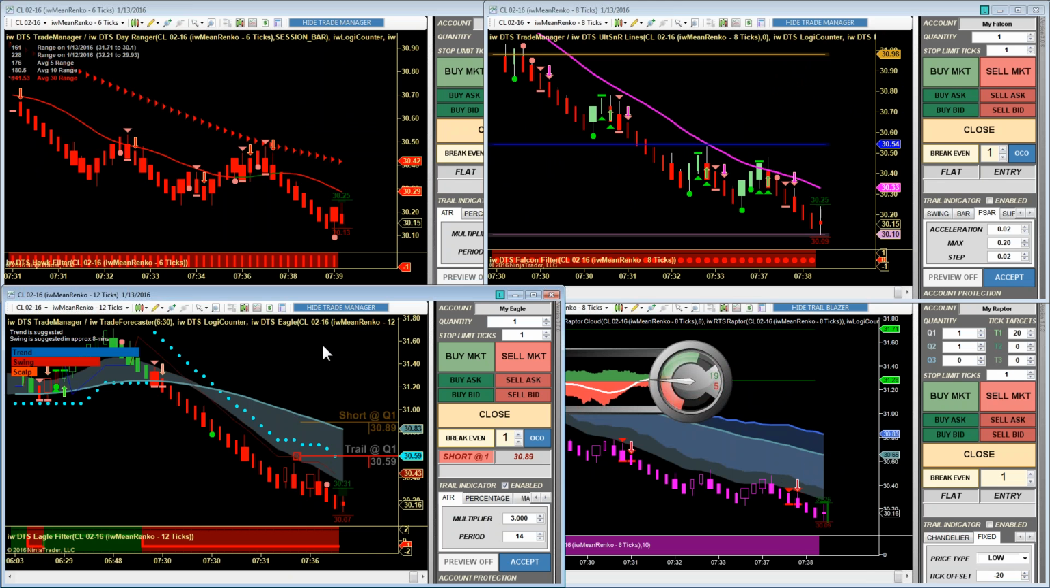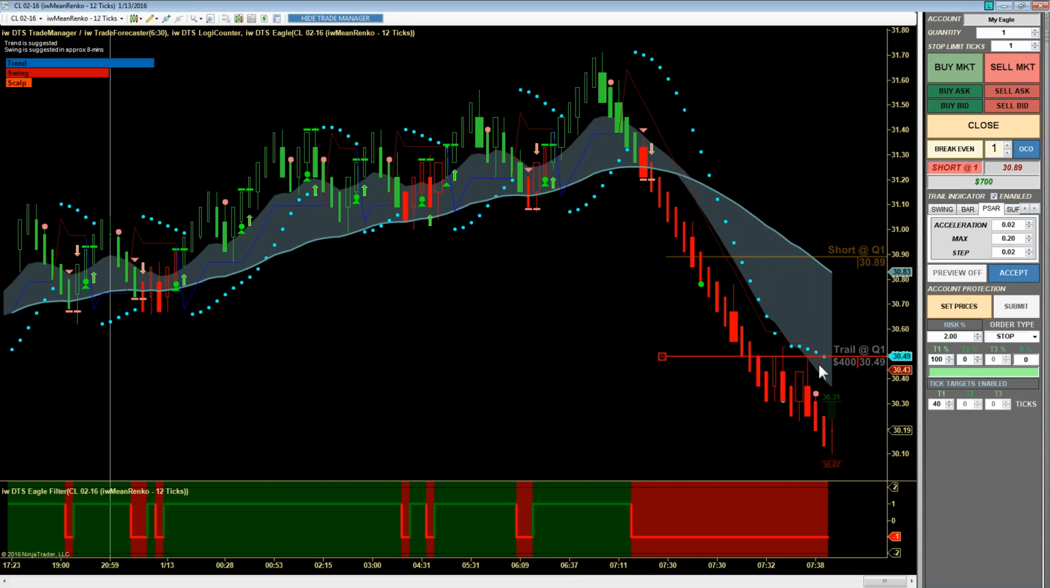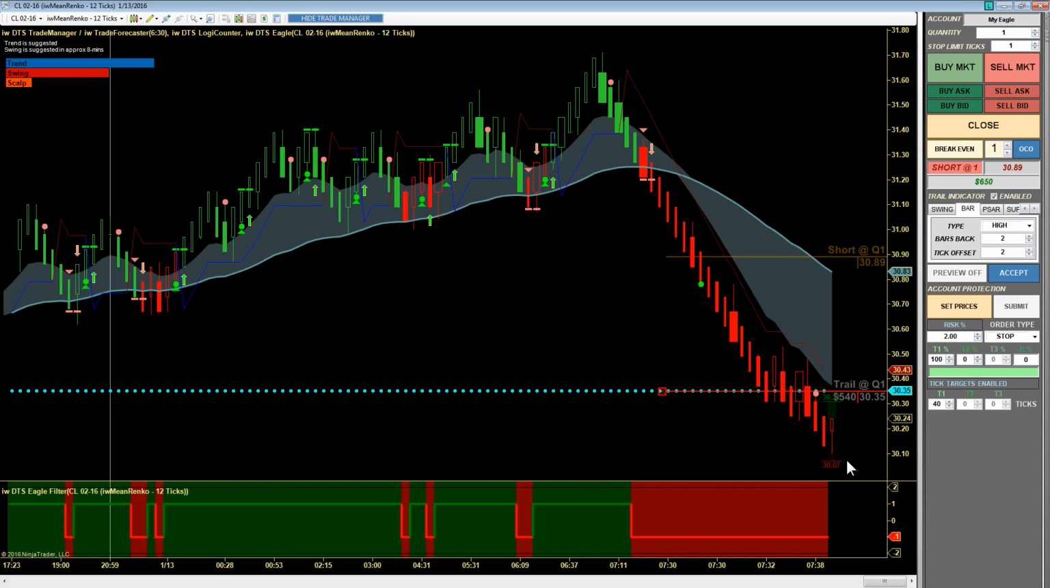Oh, and I forgot about our Eagle trade. So we're currently short here on the Eagle. We're up about $750 on this one so far. I think I'm going to get a little bit more aggressive with my stops on this one. See, the beauty of the Trade Manager also is that it does all this for you, which means a minimum of watching on your part.